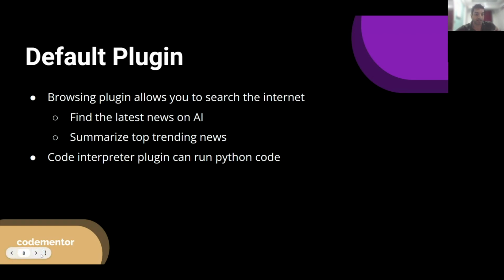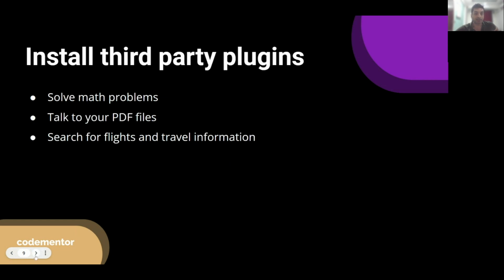Apart from these two default plugins that OpenAI itself has created, there are also third-party plugins that other people have been developing. There's one plugin called Wolfram, which can solve complex math problems.